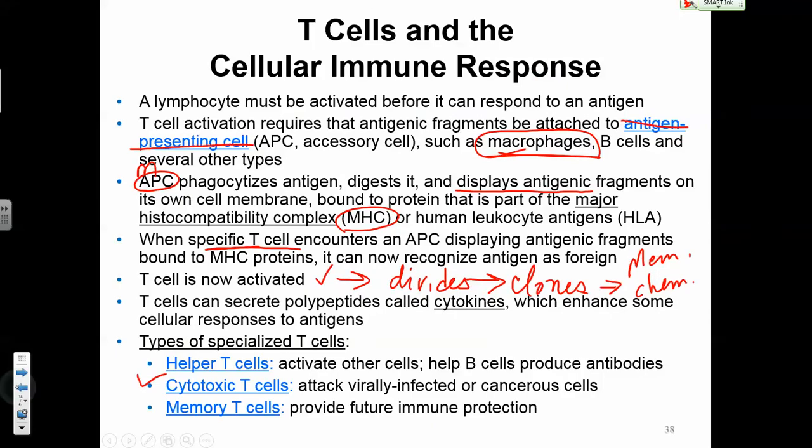I guess I don't. I should have. Let me put it right here. HIV, that's the AIDS virus. Human immunodeficiency virus. That's what that stands for. It attacks a particular type of helper T cell.